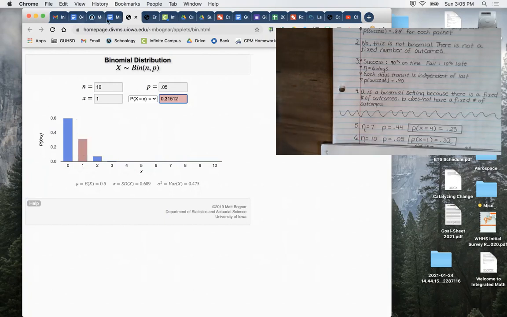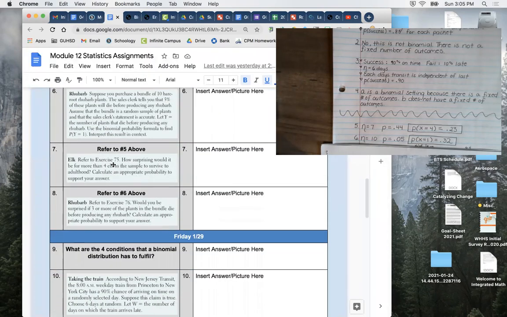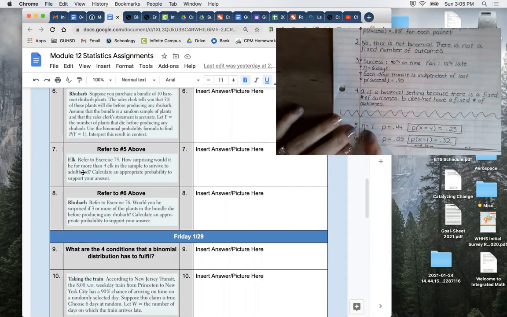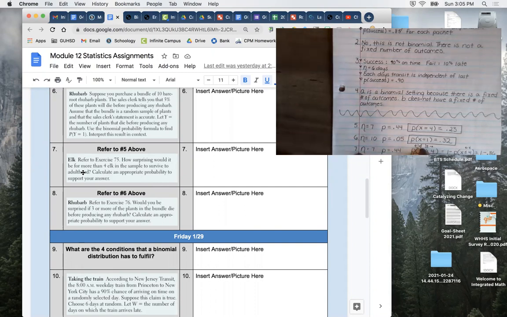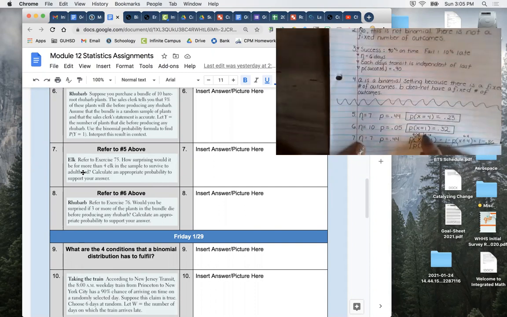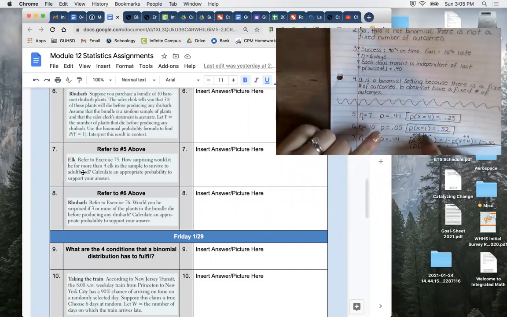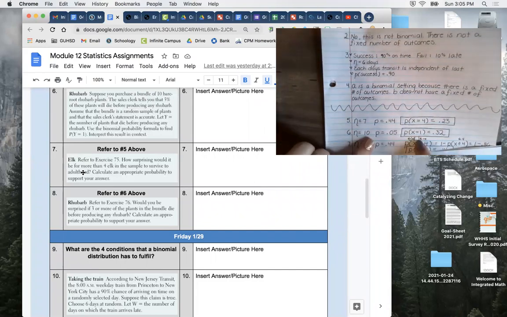Now we get into the ones that are a little bit more complicated. So we're going back up to the elk one, but in this one, it says, how surprising would it be for more than 4 elk to survive to adulthood? So in this one, more than 4. I have to think about what that means. More than 4 means 5 or more, right? So more than 4 is 5 or 6 or 7, because we're going all the way up to 7. That's the part that I want. I want to know what's the probability of 5 or more, 5 or 6 or 7.